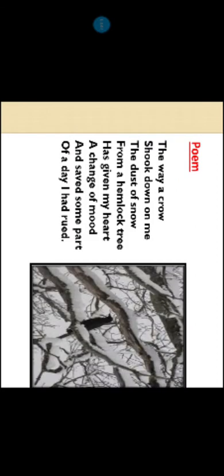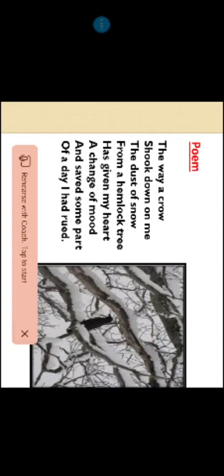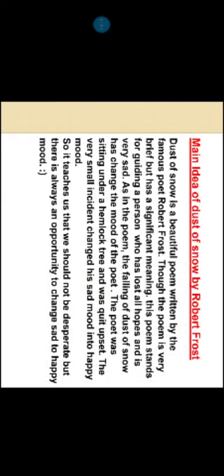First, let's see the poem. The way a crow shook down on me the dust of snow from a hemlock tree has given my heart a change of mood and saved some part of a day I had rued. Now let's see what the poet is trying to say.